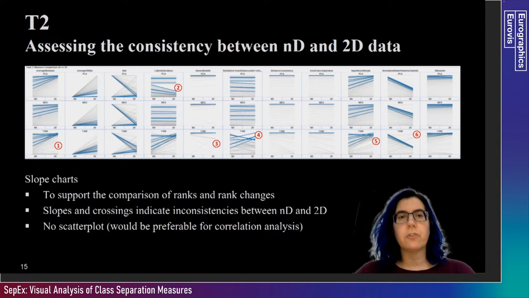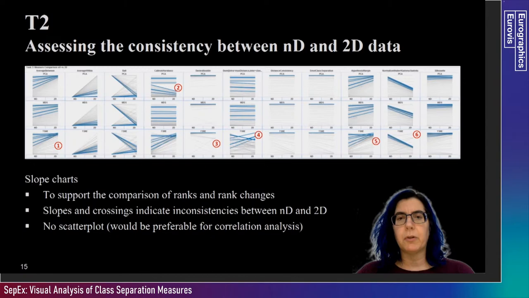The results can be interpreted similarly as with task 1, where slopes and crossings indicate inconsistencies between measure scores for ND and 2D. Slope charts are appropriate since our goal is to emphasize rank changes, in contrast to the kind of correlation analysis that is typically enabled by scatter plots.